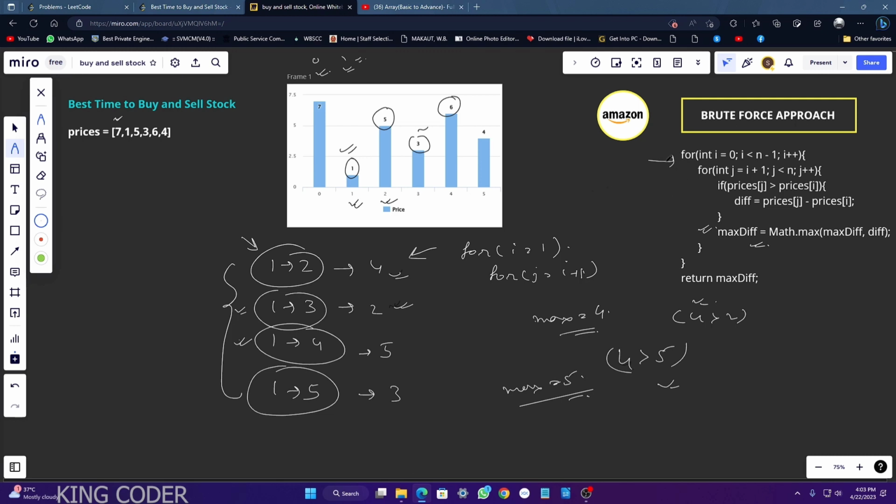And after the whole traversal of this two for loops, this maximum difference will remain the same because 5 is the maximum profit. So after that it will return my maximum difference, 5. So this is the brute force approach.